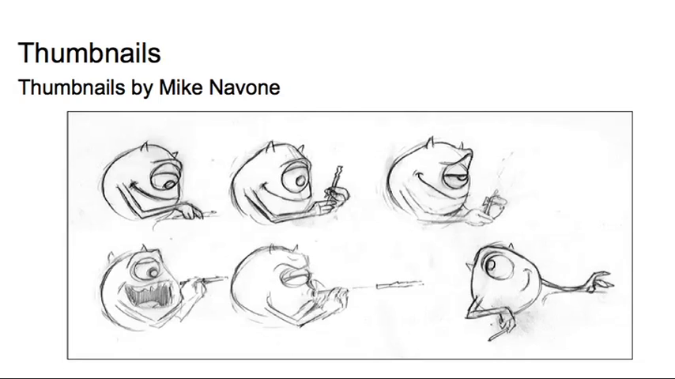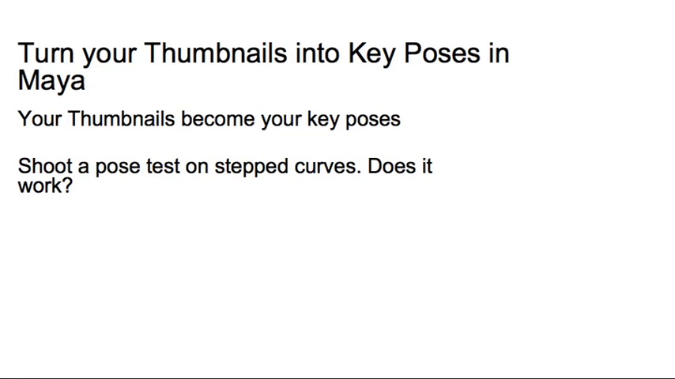There are a number of separate videos on thumbnails, so go ahead and watch them all. They're all essentially case studies of different shots which have been animated using thumbnails. And then your thumbnails become your key poses. That's why it's so important, because once you've got an idea of what your thumbnails look like and a rough idea of the timing, and you can do that just by timing out the action, 1 1000, 2 1000, 3 1000, like how long is it going to take in seconds, then your thumbnails will become your key poses. And then you can shoot a pose test on stepped curves in Maya, and you'll have a good idea of whether your work is working or not.